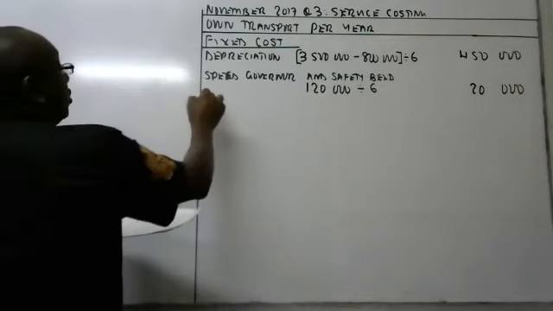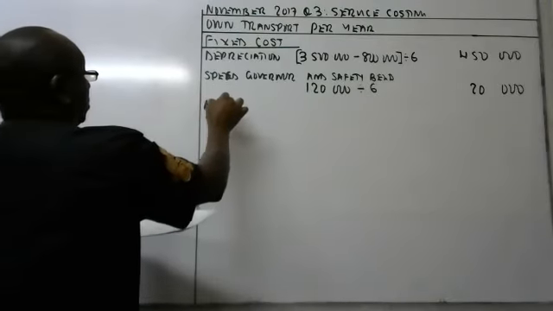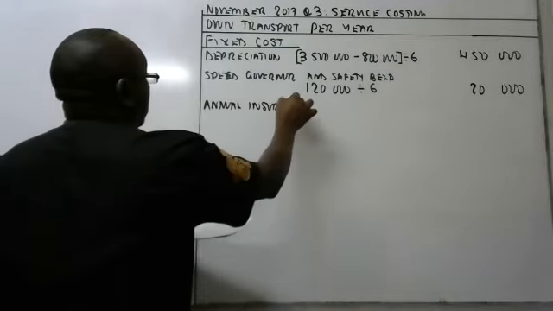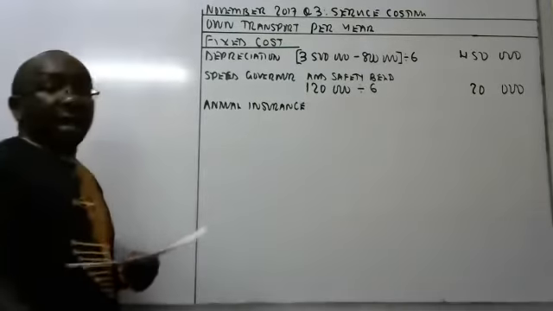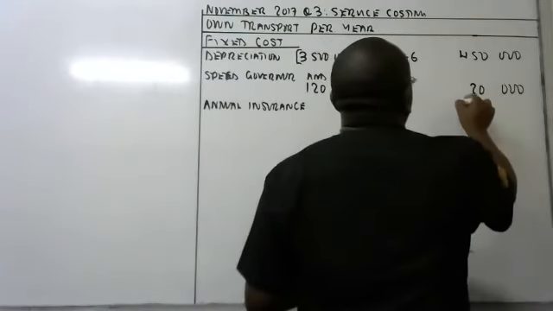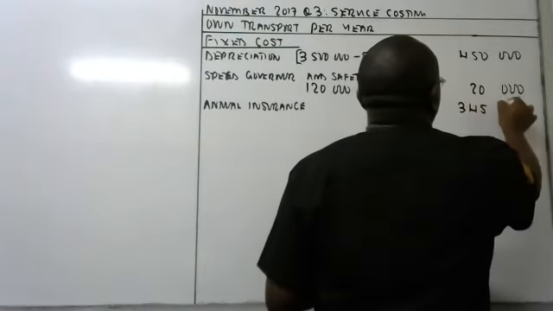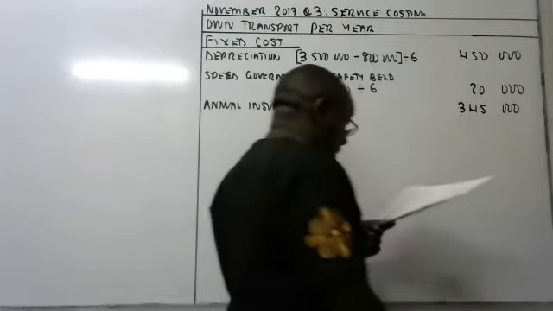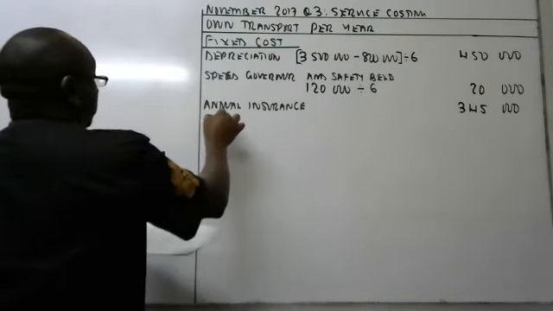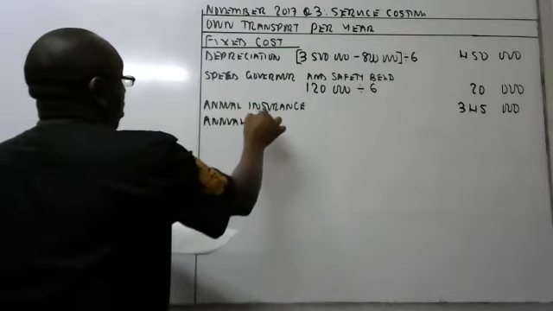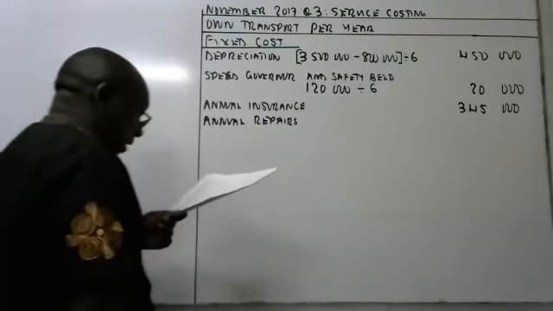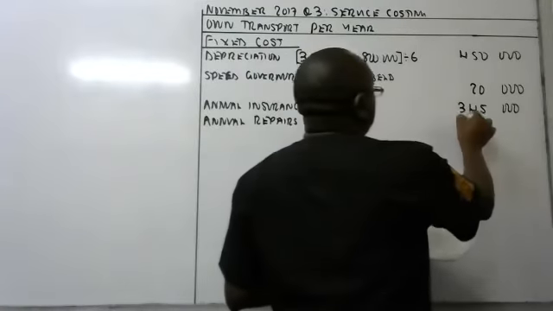Then there is annual insurance. Now, annual insurance is an amount of 345,000, which is fixed. There is annual repairs, that is also a fixed cost. Annual repairs, 220,000.